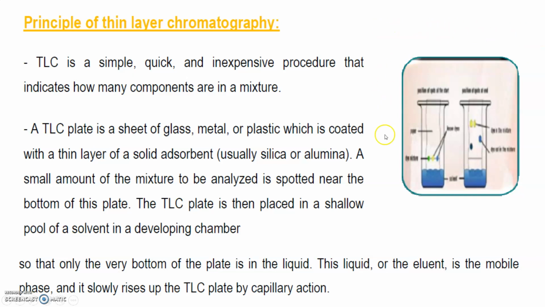A small amount of the mixture to be analyzed is spotted near the bottom of the plate, and the TLC plate is then placed in a shallow pool of solvent in a developing chamber, so that only the very bottom of the plate is in the liquid. This liquid, or eluent, is the mobile phase, and it slowly rises up the TLC plate by capillary action. Now you can see these pictures. This is one TLC, and there is a spot. This is the solvent, and this is a spot. Due to capillary action, you can see these are the same, and these two you can separate. If it is a mixture, you can find out by the use of TLC. So there is a thin layer chromatography plate, and there is a beaker.